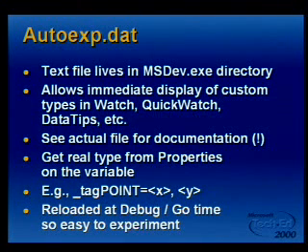As I said, it's reloaded at debug go time. So if you don't quite get the expansion that you're looking for on the object type, then it's easy to play around with it, experiment with it, format it exactly the way you want just by go, stop, go, stop, go. And that covers that section of autoexp.dat.